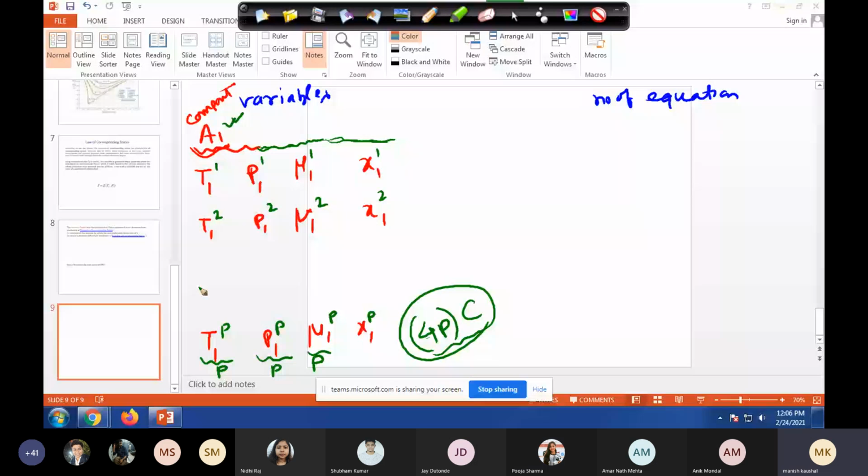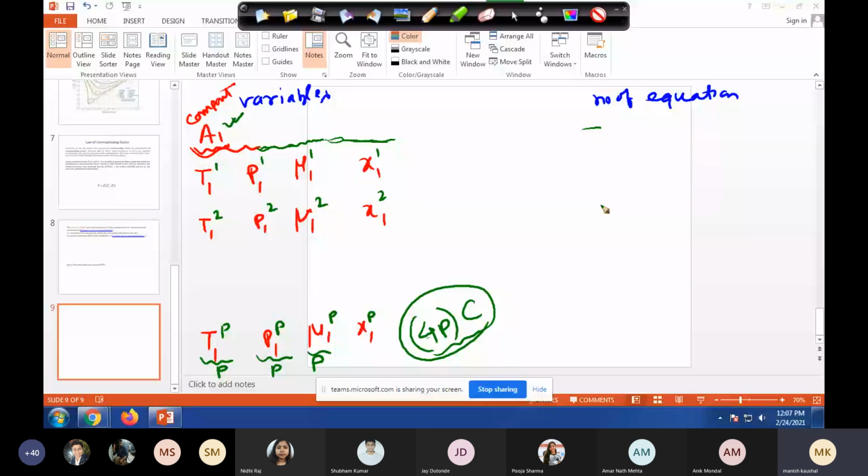So 4pc. And number of equations we have for a given phase, let's say. No, not for a given phase. For all phases, for a given component, T1 equal to T2, T1. So it should be equal for all phases. So one will be fixed. So I think I'm wasting time here. So you work it out.